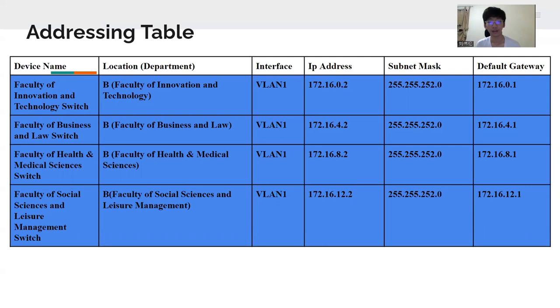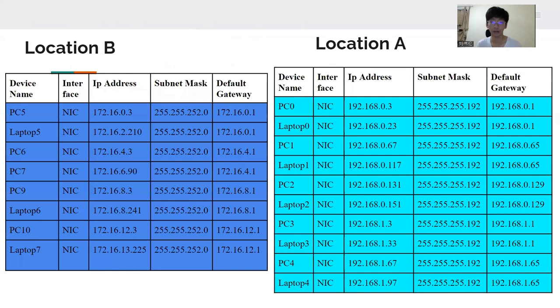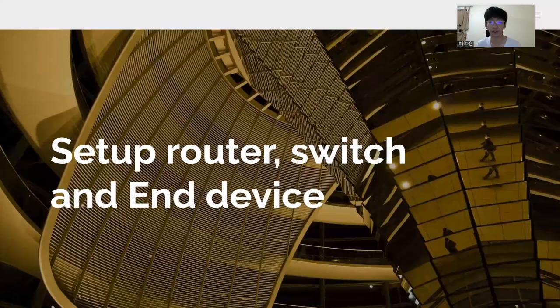For location A, the end device addresses: the finance department has devices named PC2 and Laptop 2. The interface uses the network card, and the IP address uses the range assigned to each department. Location B is the same. This is another example inside location A and location B. So next is the setup.